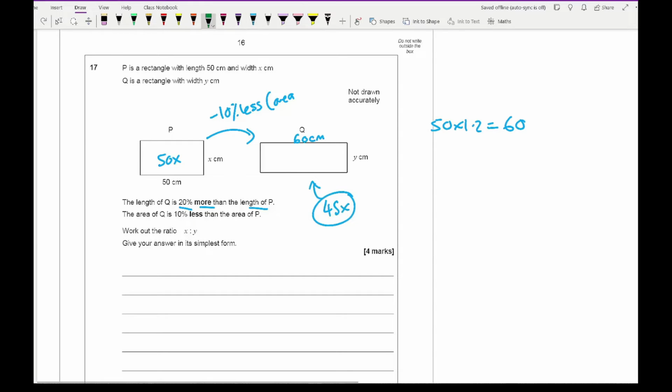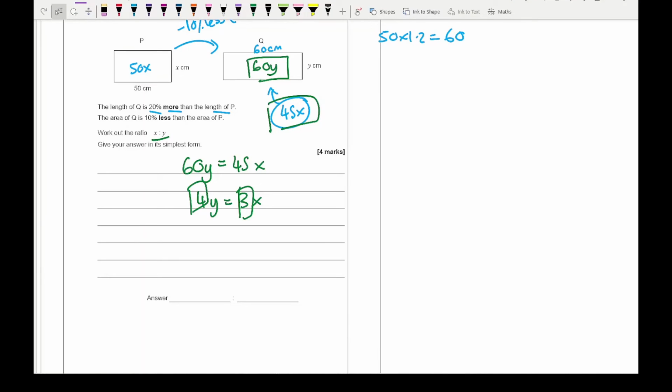If I then work out what the area of Q actually is, well, that's going to be 60y, which basically means that these two things should be equal. So 60y equals 45x. Now from this, I can simplify that to its simplest form. So here I've got 4y equals 3x. Because the question's asking me to work out the ratio of x to y, it makes more sense for me to flip these two things around. So we've got 3x equals 4y, and because I want to convert this to a ratio, I can just look at the coefficients of x and y. So I've got 3 to 4, leaving my final answer as 3 to 4.